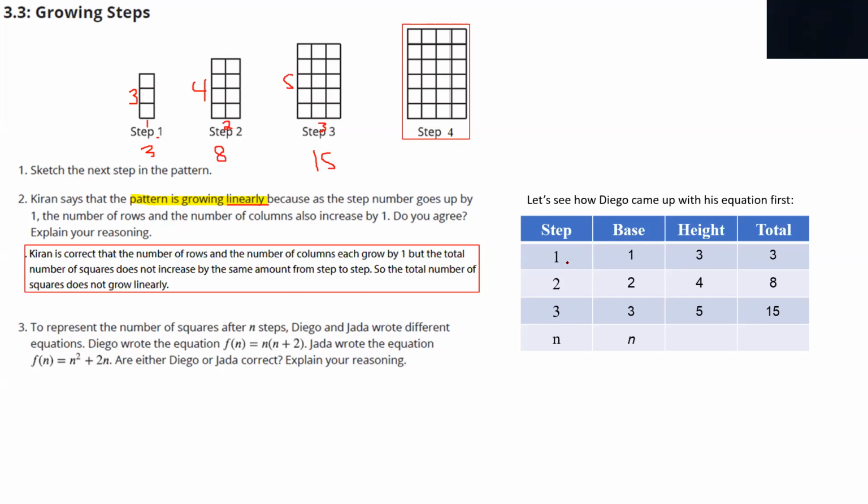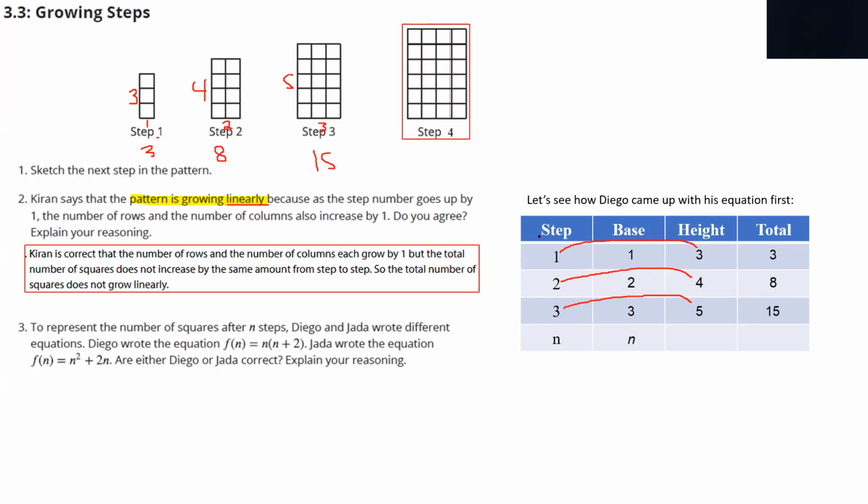Now, what is the relationship between our step and our height? So in step 1, our height is 3. In step 2, our height is 4. In step 3, our height is 5.